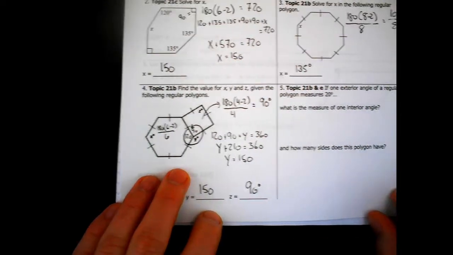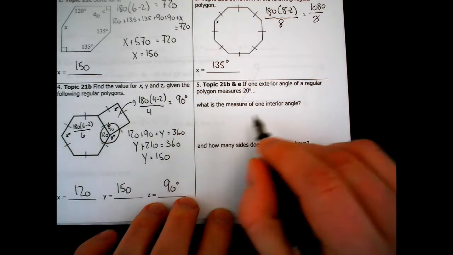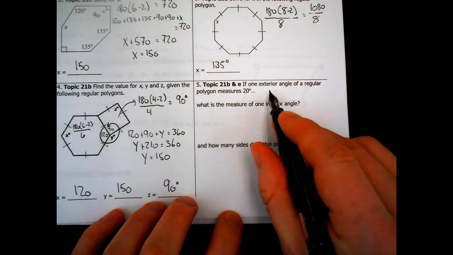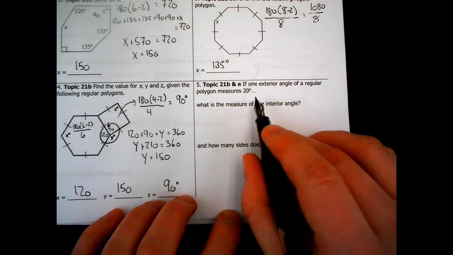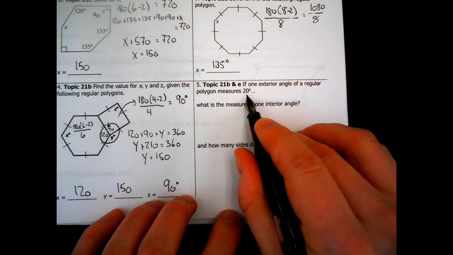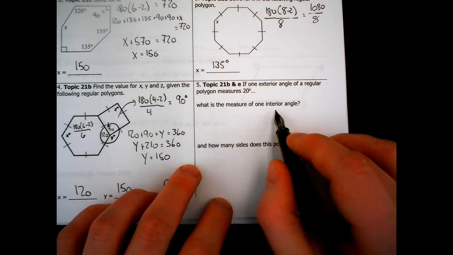Number 5. If one exterior angle of a regular polygon measures 20 degrees, what is the measure of one interior angle? A single interior angle and exterior angle always make a linear pair, which means that they have to add to 180 degrees. So that means if I combine my exterior angle of 20 with whatever my interior angle is, they have to add to be 180.